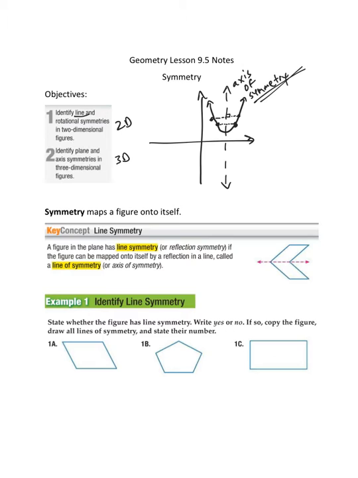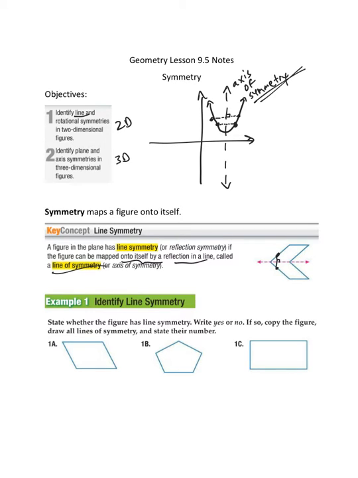All right. So taking a look here at our first key concept. Symmetry maps a figure onto itself. A figure in the plane has line symmetry or reflection symmetry if the figure can be mapped onto itself by a reflection in a line called the line of symmetry, or axis of symmetry is what we call it for parabolas. So guys, here this figure they've got drawn, this kind of chevron type figure, as you can see clearly across that dashed line they've plotted.